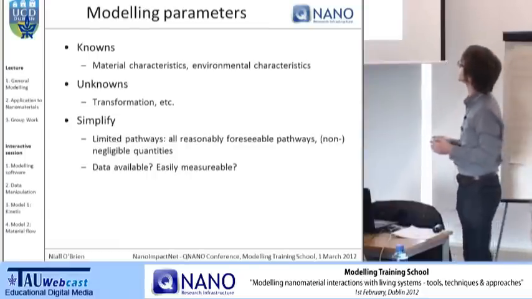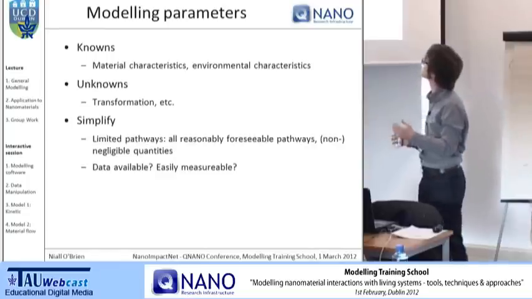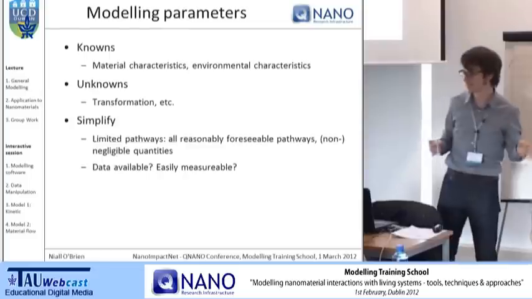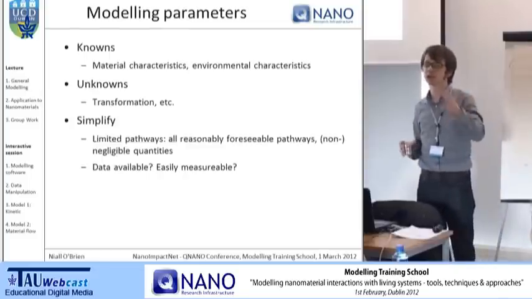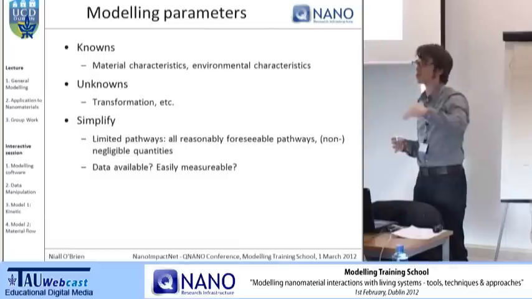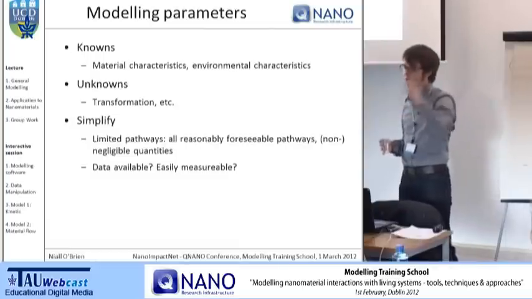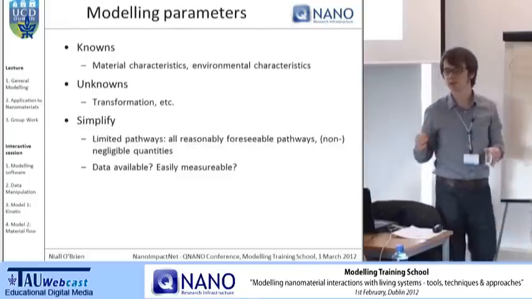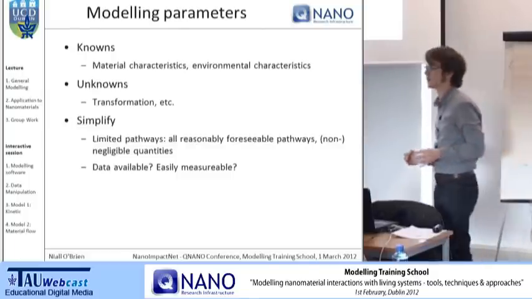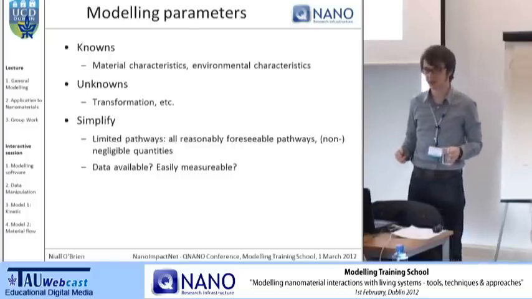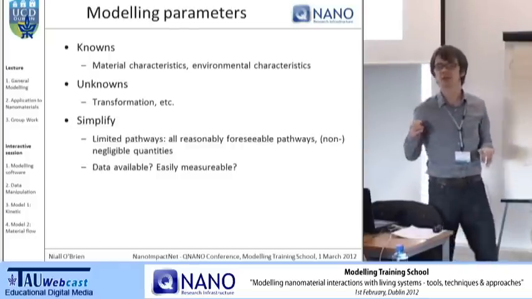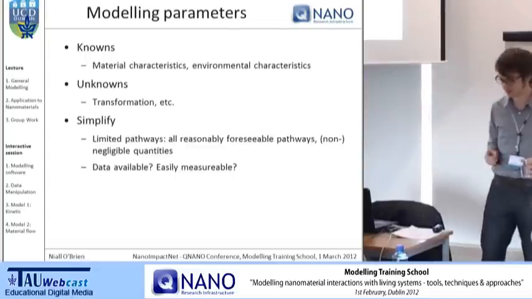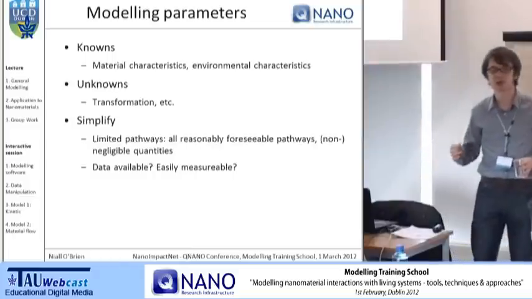You want to limit the pathways that you're considering. So all reasonably foreseeable pathways. This may include non-negligible quantities. So, if you have a material that's going to be released to the environment, it's going to be released to, let's say, surface water, groundwater, soil, air. Some of these may be released in such negligible quantities, or it's so unlikely that it will be released there, that you have to consider, is it worth modeling this straight away? Because a lot of exposure modeling is to do with risk, and if there's no exposure, there's no risk. So you have to think, which pathways are of interest to us? Which pathways are worth modeling?